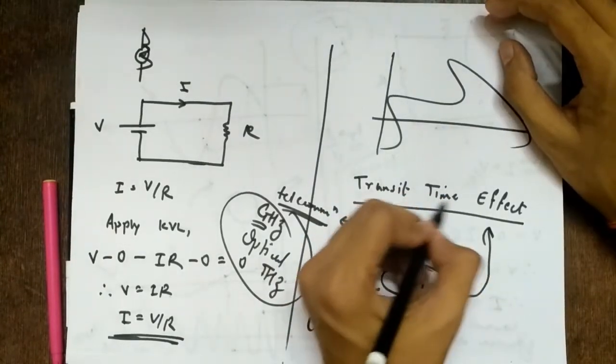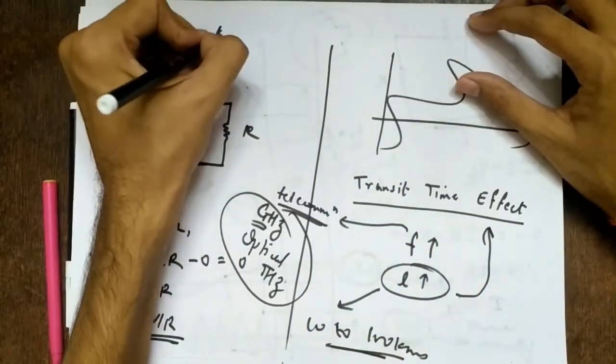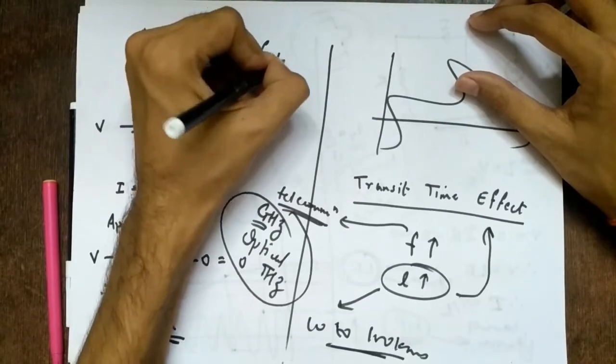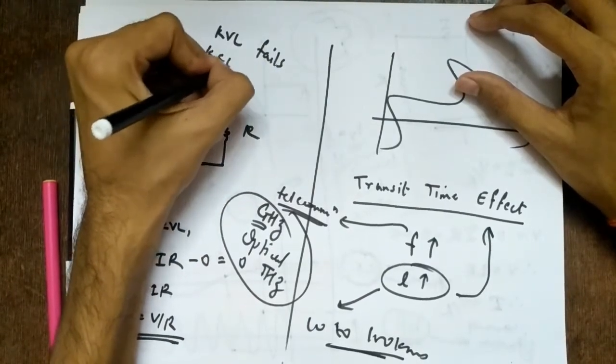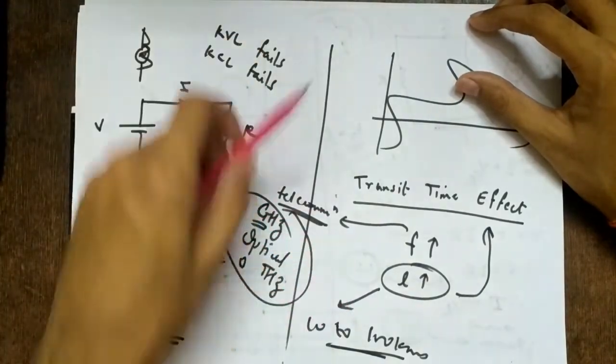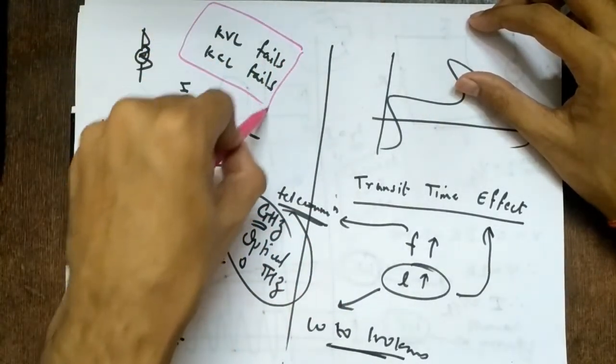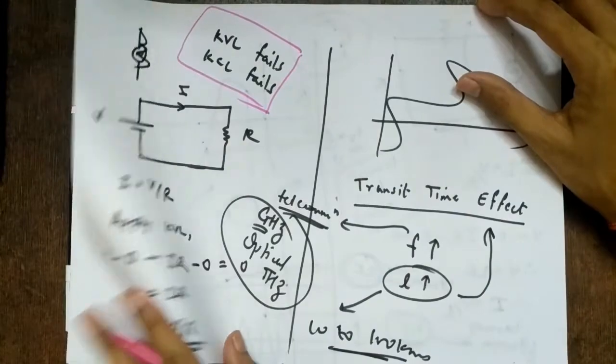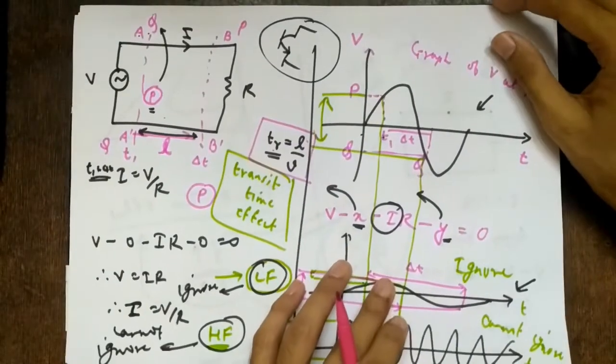So if you are taking into consideration this effect, means what? KVL fails, and obviously KCL will fail if KVL is failing, right? So this is a very important thing. So it may be hard for you to digest, but just think over it.